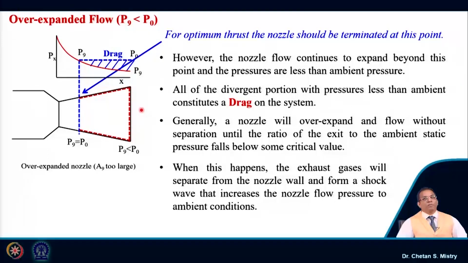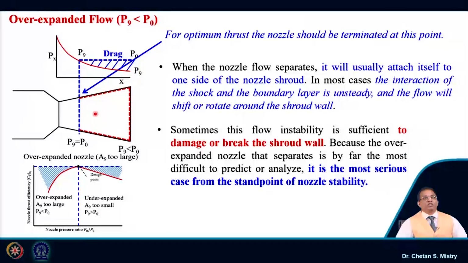Because of the formation of the shock inside, my shock and my boundary layer will interact, giving unsteady flow phenomena, maybe some kind of flow rotation also, and that will damage our nozzle. We can say this is the most dangerous condition. So we must realize: suppose I am looking for expansion to happen at a particular pressure, but I give an excess amount of length, I will have the problem called over expansion flow, and that will increase the drag, which is not my requirement.